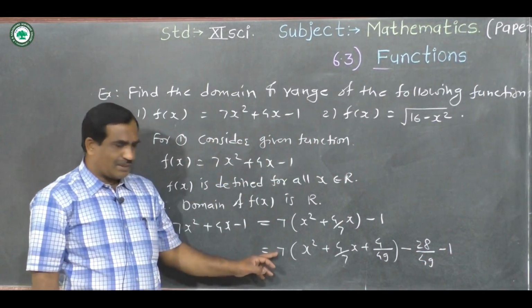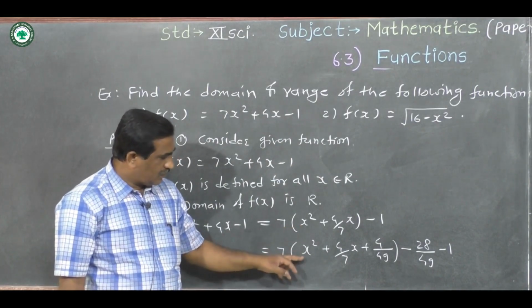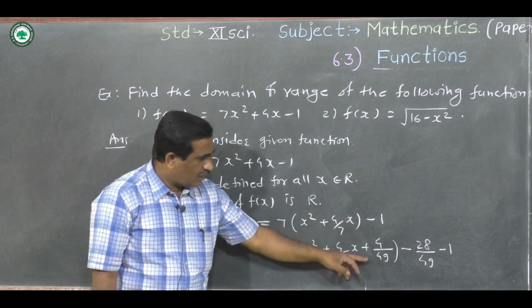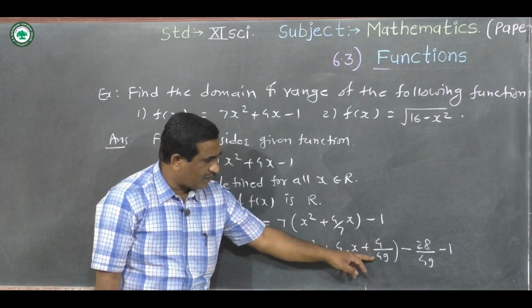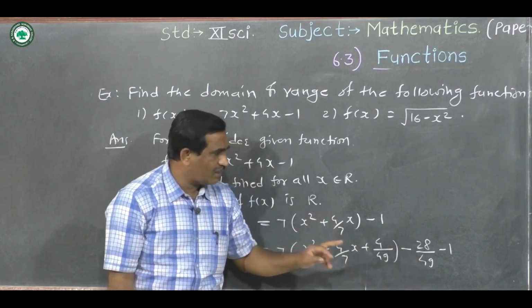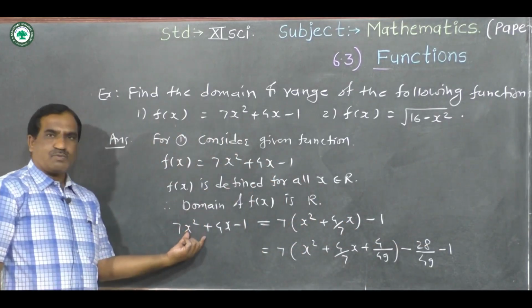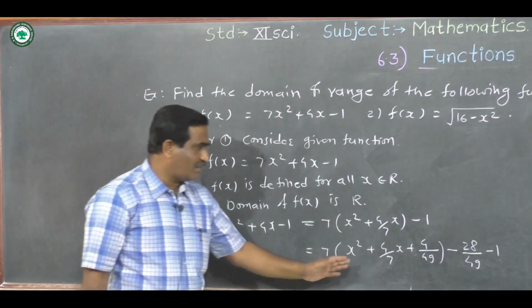If we multiply by this 7 to the bracket, then we get 7x square plus 4x plus 28 upon 49 minus 28 upon 49. These two terms cancel, remains only minus 1. That is, we get the original polynomial, 7x square plus 4x minus 1. Now this is the adjustment.